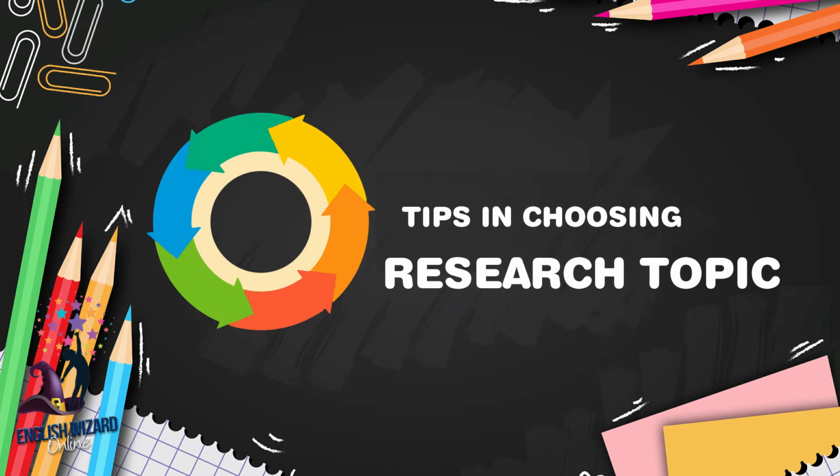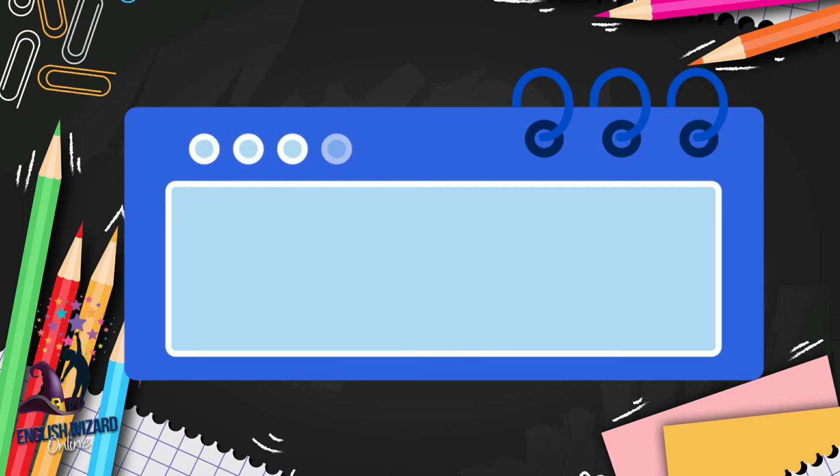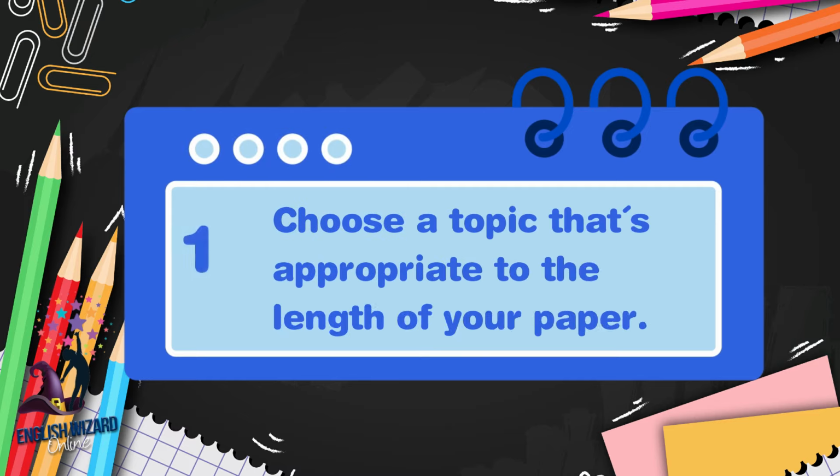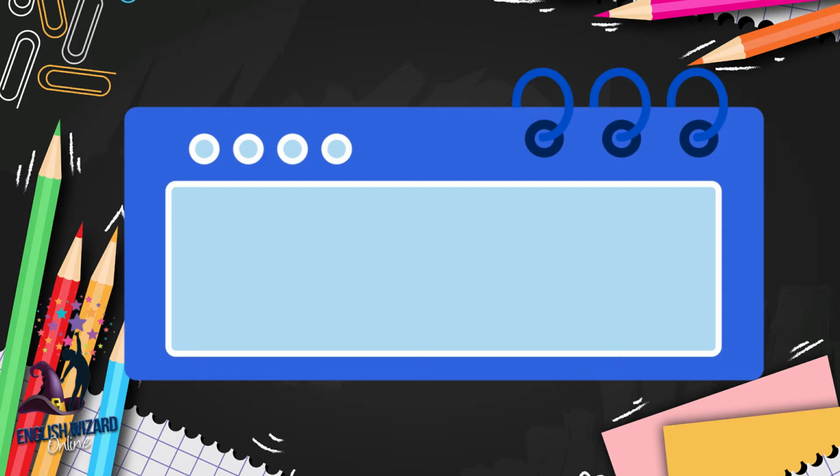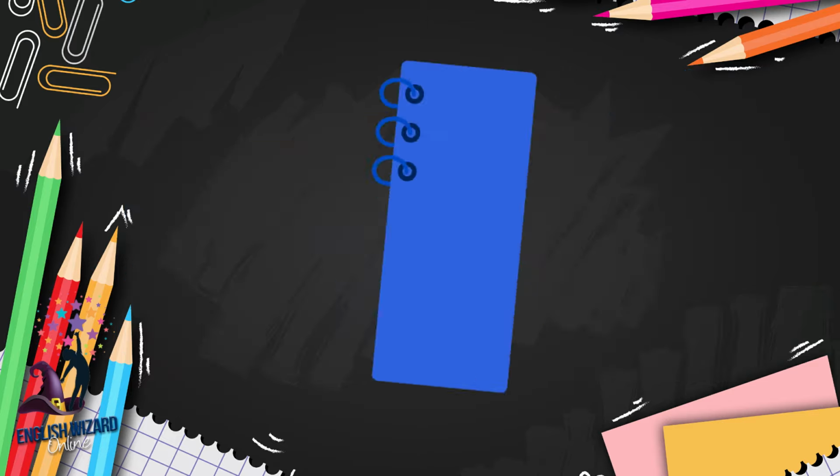When you can choose your own topic, keep the following tips in mind. Choose a topic that's appropriate to the length of your paper. Some topics are too broad to be adequately covered. Too much information will make it difficult to focus. Narrow topics lead to close observation, while broad topics lead to overgeneralization. Background reading can help you choose and limit the scope of your topic.